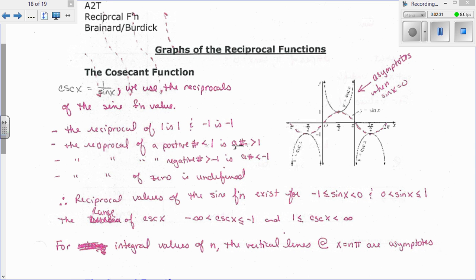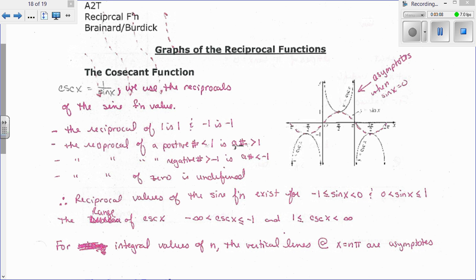The reciprocal of 0 is undefined, because we'd have 0 over 1, and that's 0. And if you take the reciprocal, you have 1 over 0, and anything over 0 is undefined. So therefore, the reciprocal values of the sine function exist between -1 and 0, but not including 0, and then again between 0 and 1, including 1 and not 0, because at 0 you're going to have asymptotes.